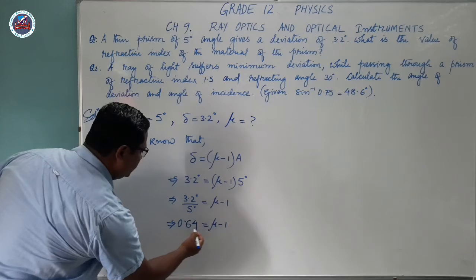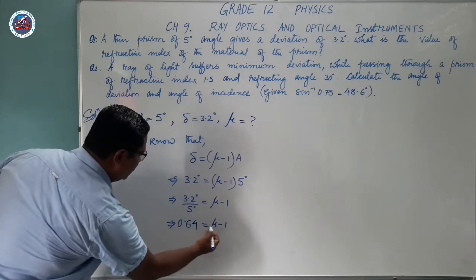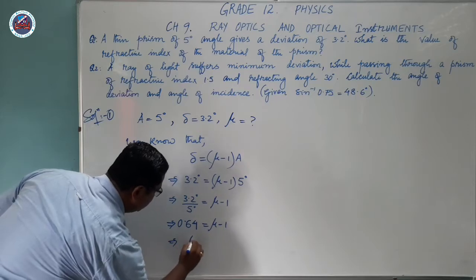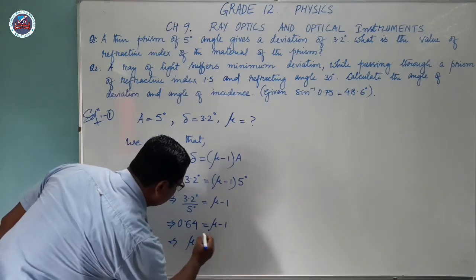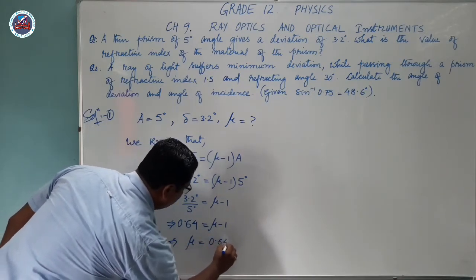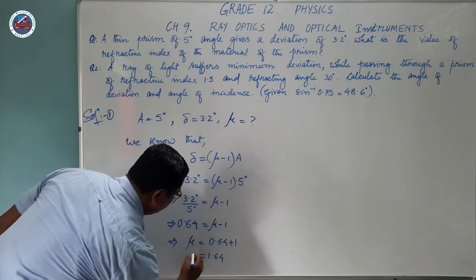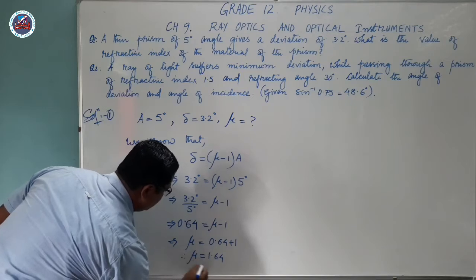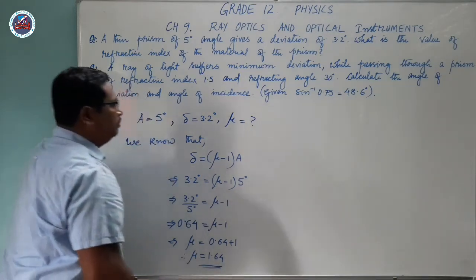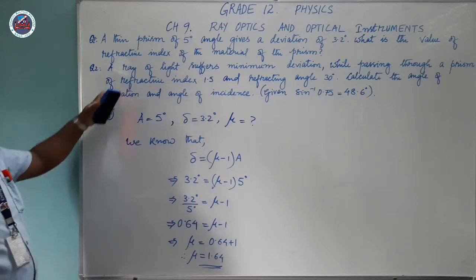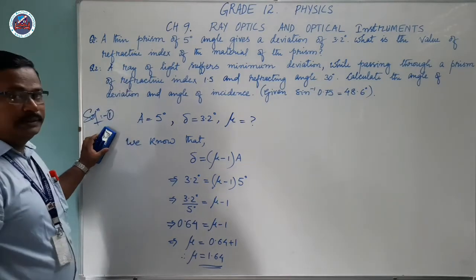So mu will be 0.64, minus 1 will become plus 1. Mu is equal to, the refractive index is equal to 0.64 plus 1. So you will get 1.64. Like this you can find out the refractive index of the material of the prism. This is the first solution. Now let us see the second one.